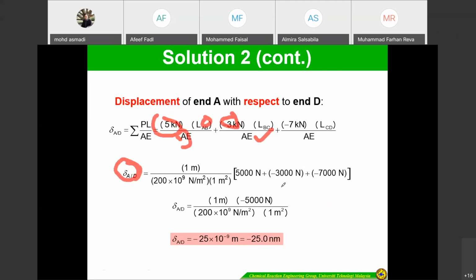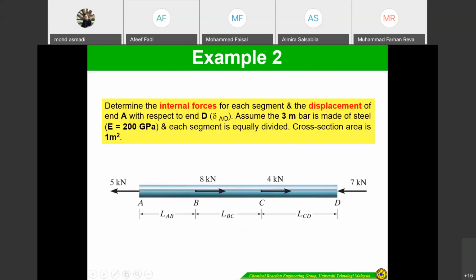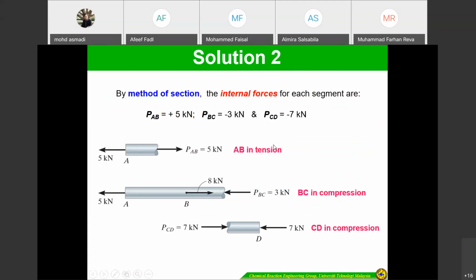With respect to D, we assume that this point is a fixed point. The main thing is you have to know in which section to cut. For example, this one you have to cut within points A and B, and this one within B to C and then C to D, just in the middle.